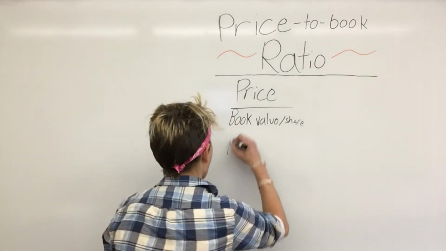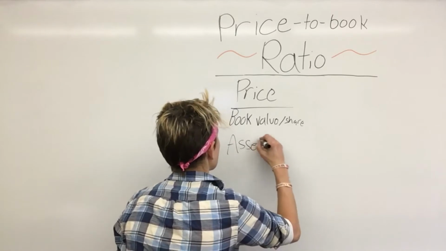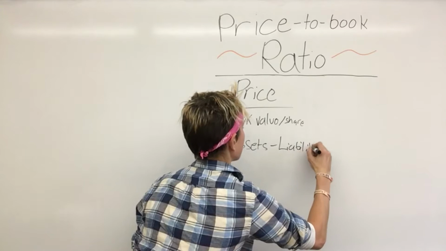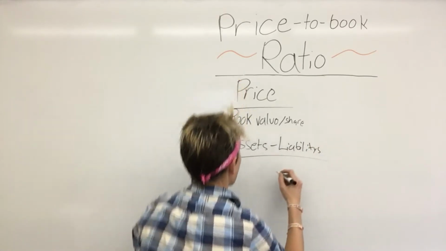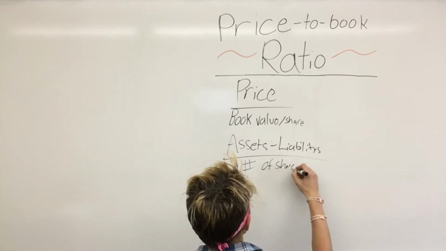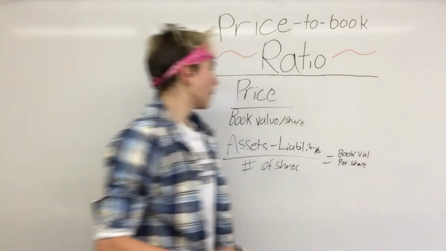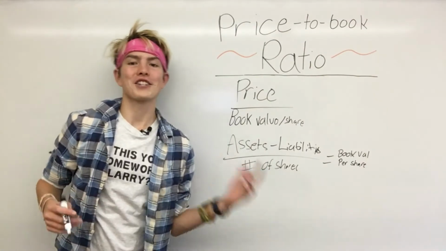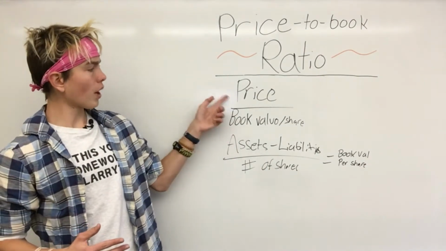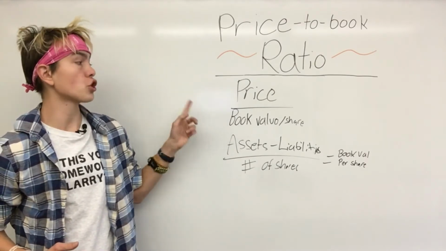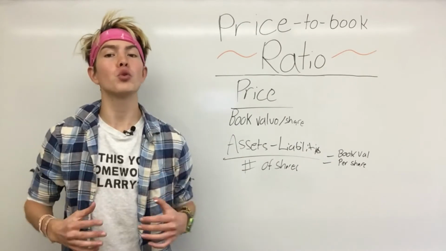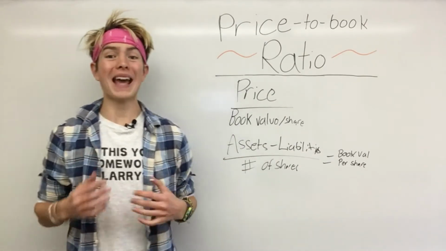So let's write that out. We've got assets minus liabilities, divided by number of shares, and that's going to equal our book value per share. Let's take a second to think about this. If we're looking at our price, we're comparing it to our book value per share. What we're really comparing is how much you are paying in relation to how many assets this company actually owns.